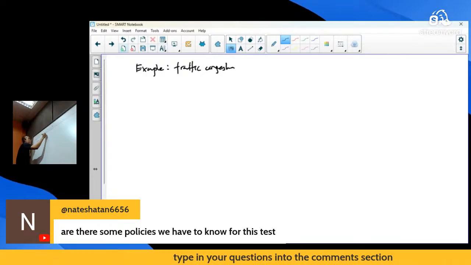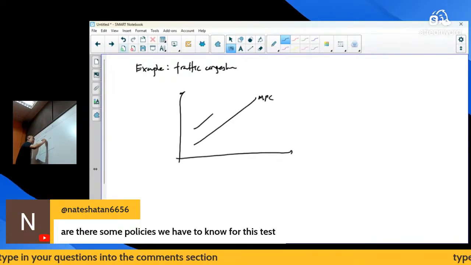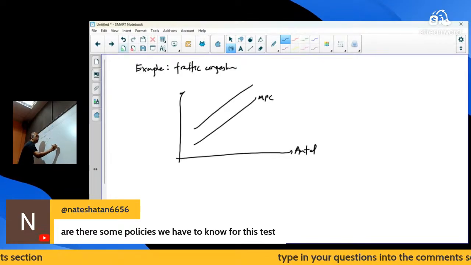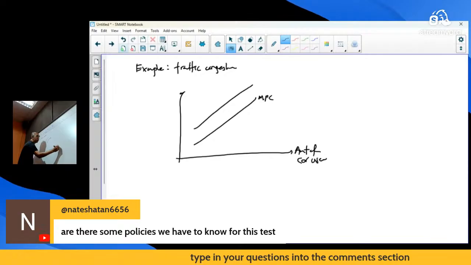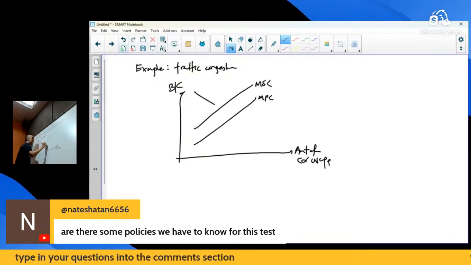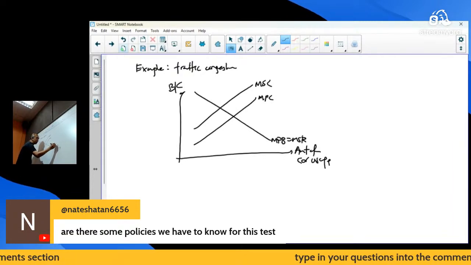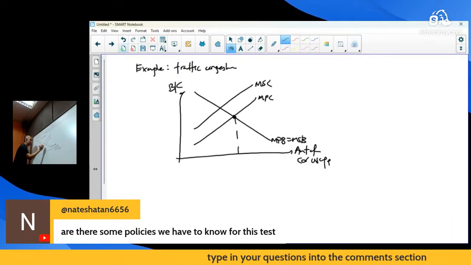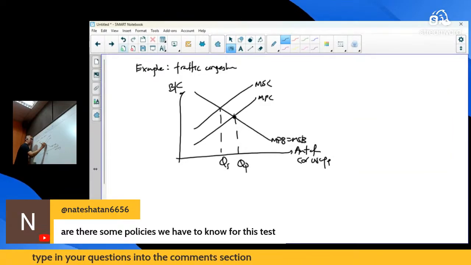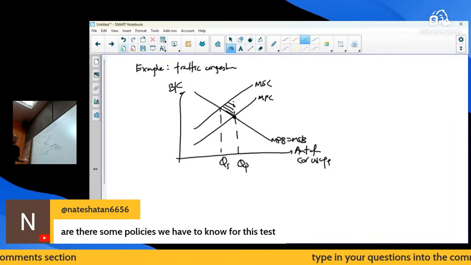So traffic congestion: MPC, with the amount of car usage on the horizontal axis and benefits and costs on the vertical axis. Assuming there are no external benefits of driving cars, only private benefits, then QP is higher than QS, resulting in a deadweight loss of this area. So this is traffic congestion.